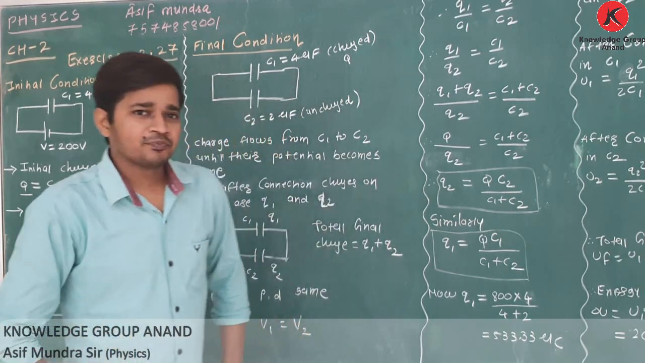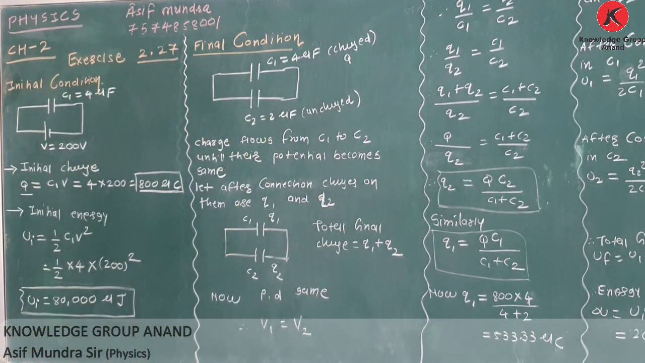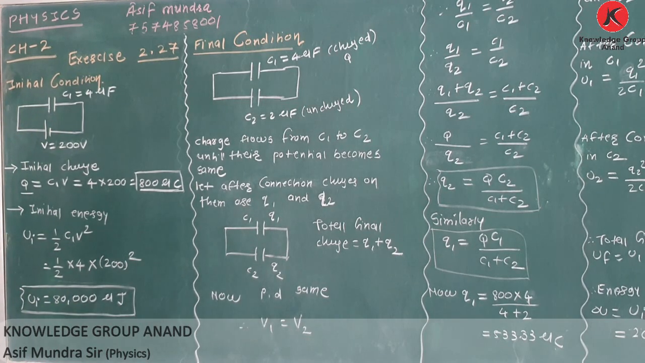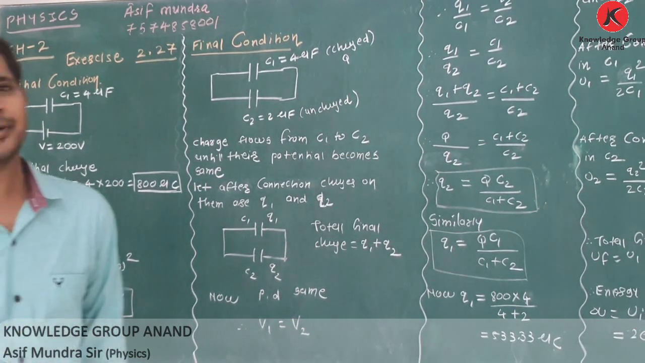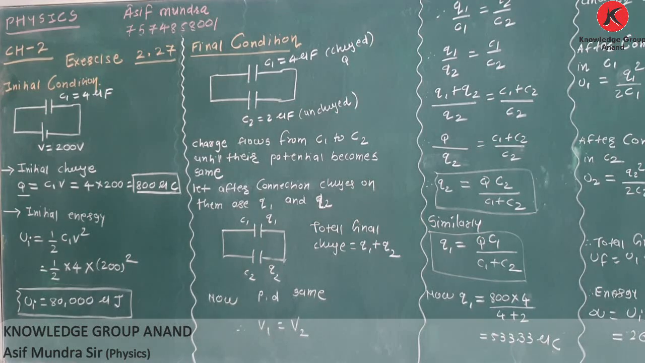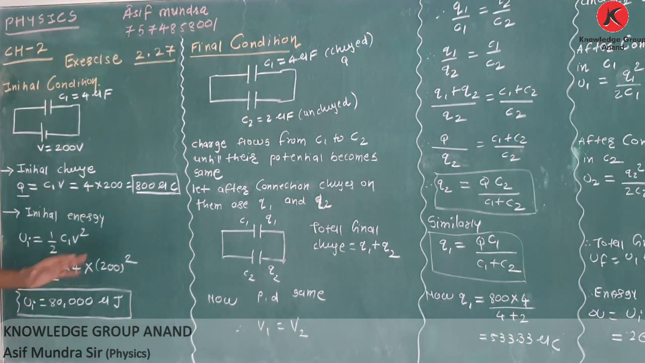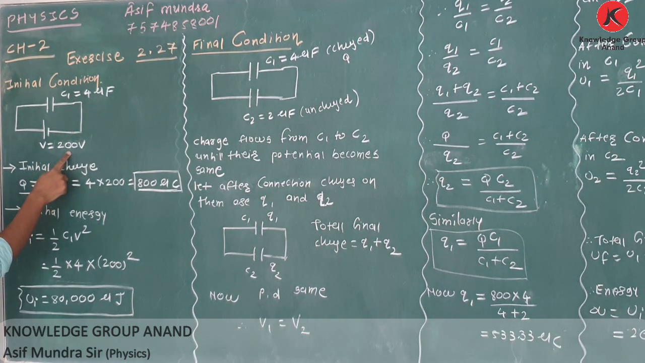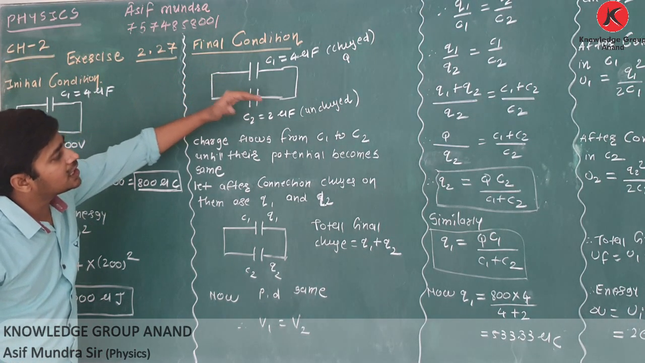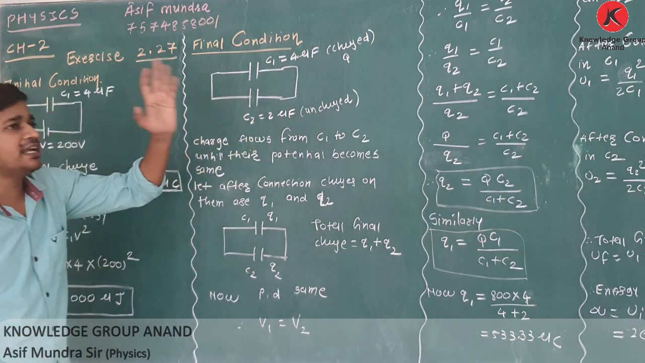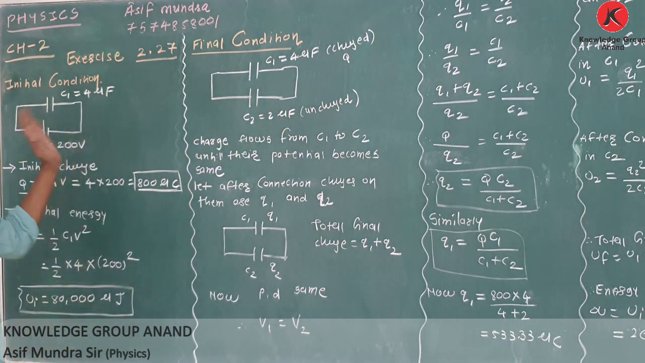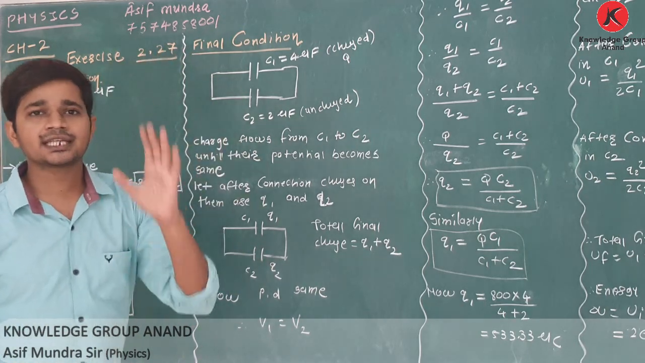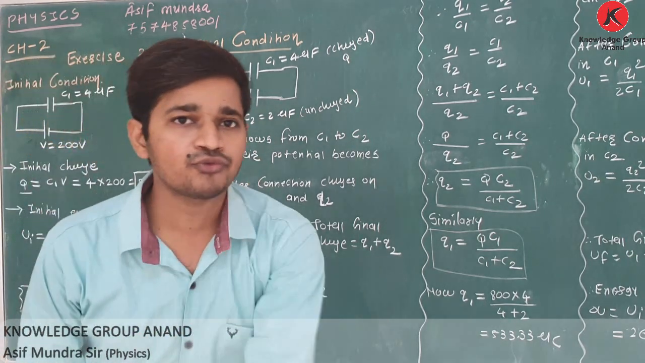Good morning, students. Now, some questions based on energy of capacitor charging and discharging. See, exercise 2.27. What is the question? A 4 microfarad capacitor is charged to 200 volt. Then it is disconnected from the battery and connected to another uncharged 2 microfarad capacitor. Then during this process, what is the energy loss? That we have to find.